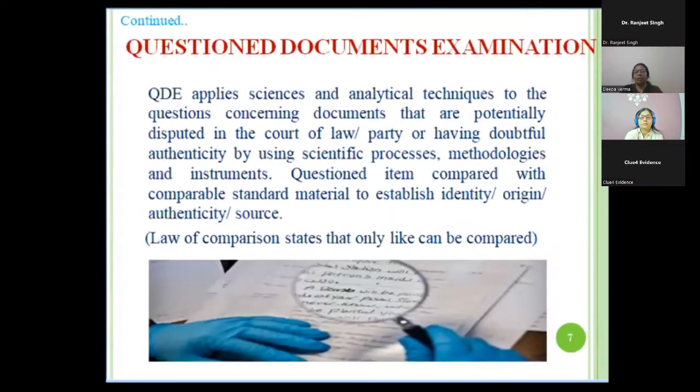Questioned document examination, what is it? It applies science and analytical techniques to questions concerning documents that are potentially disputed in a court of law or by a party, or having doubtful authenticity, by using scientific processes, methodology, and instruments. The questioned document is compared with the complete standard material to establish identity, origin, authenticity, and source. And the law of comparison applies in document examination.